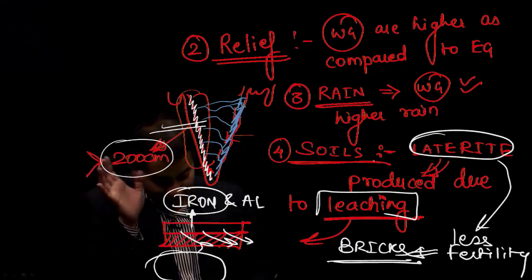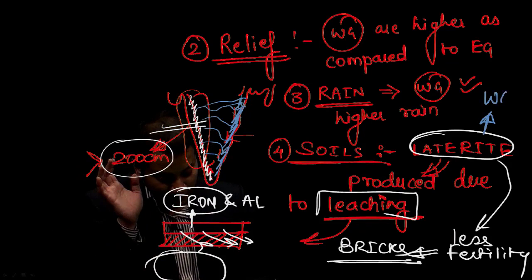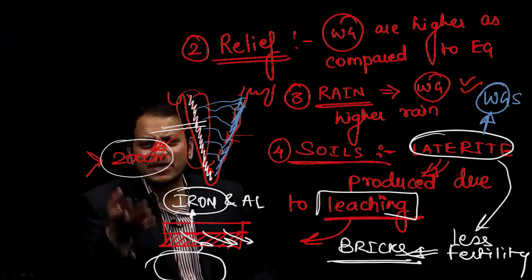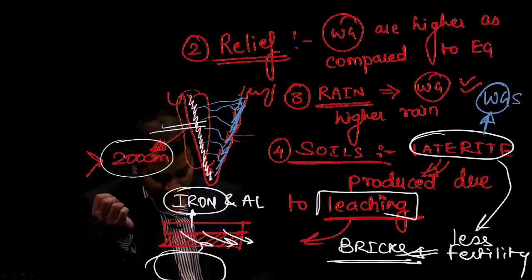So, laterites are in the Western Ghat region. Laterites are found in the Western Ghats region, while a better soil is found in the Eastern Ghat region.